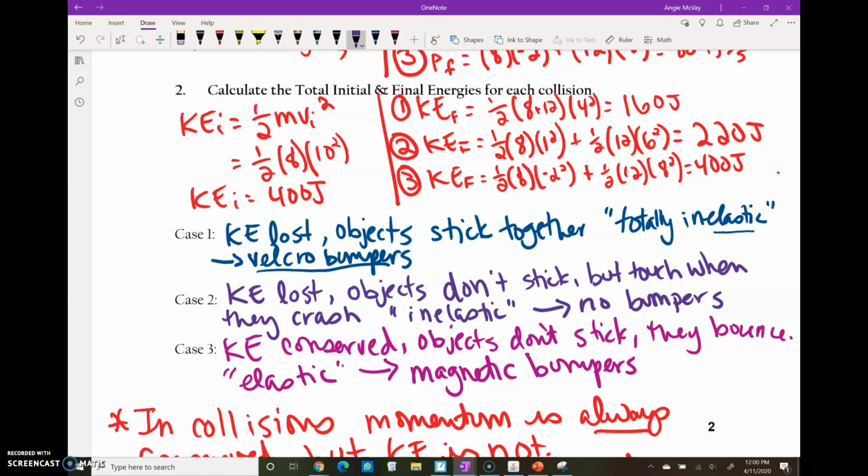And then finally, in case number 3, kinetic energy was conserved. Objects don't stick, they bounce. We call that an elastic collision, right? It's a bouncy collision. And a perfectly elastic collision is when two carts have magnetic bumpers, or another instance in which a collision can happen and there's no interaction between the actual two objects, right? They're not touching, so they don't transfer some of the kinetic energy into heat. And they're not touching, and so they're not going to transfer any kinetic energy into sound during the collision.